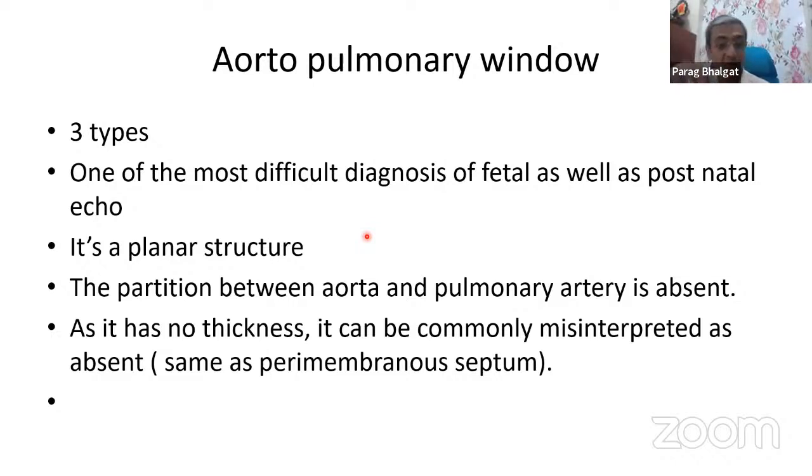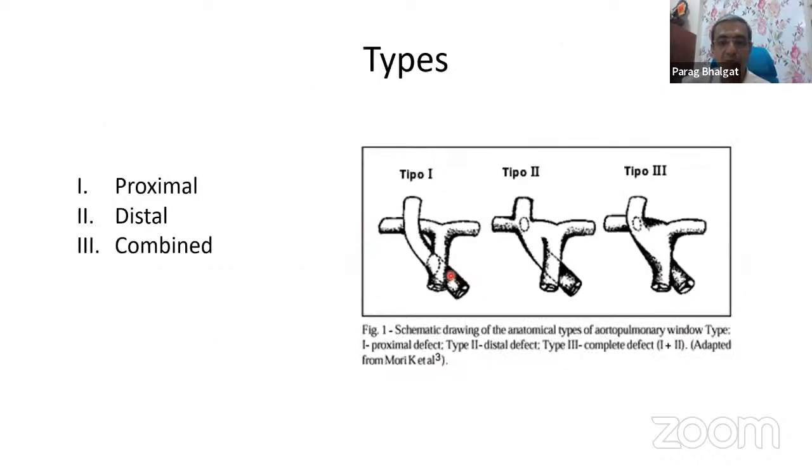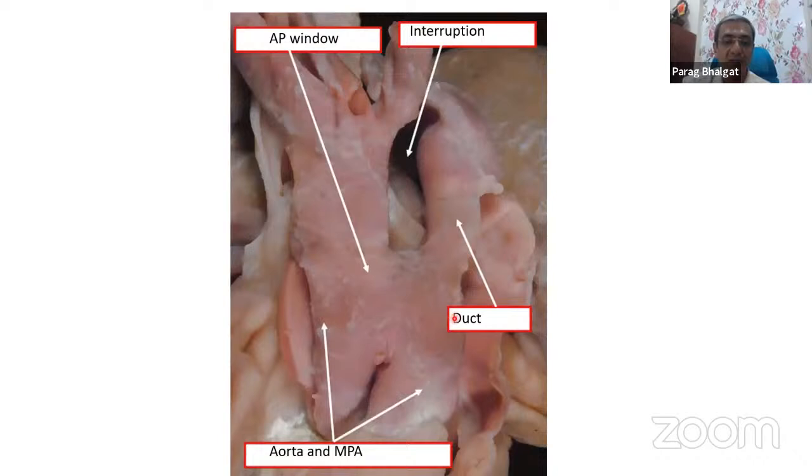Okay, AP window can be seen with any lesion. It can be seen with VSD, TOF, TGA. It can be seen with all sorts of lesions. There are three types: proximal, between the ascending aorta and MPA; then involving the RPA; and the entire length being absent. So these are the three types. This is just an anatomical demonstration to understand. This patient has arch interruption here, but this is the AP window.